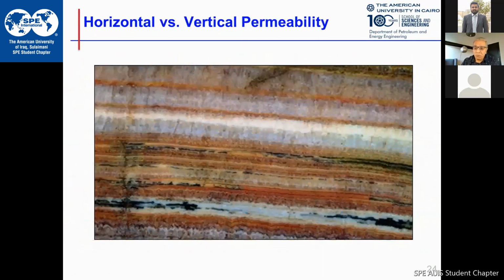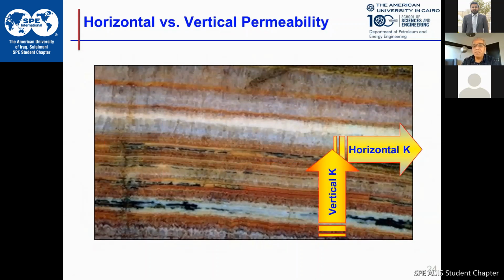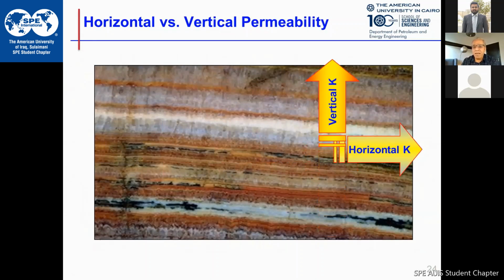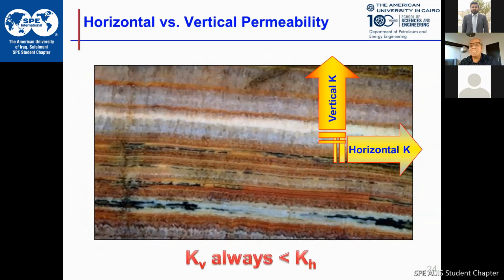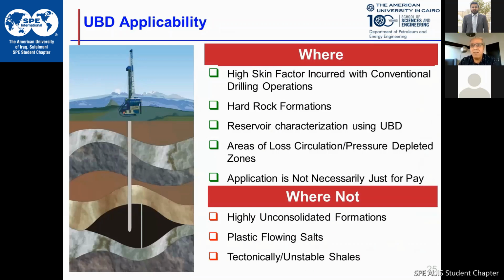Two things to worry about in here. We need to worry about horizontal permeability when we drill horizontally, and vertical permeability. And usually, as most of you know, because of the overburden pressure, vertical permeability is less than horizontal permeability. So we have to take this into account when we drill, whether we drill horizontally or vertically or deviated wells as well.